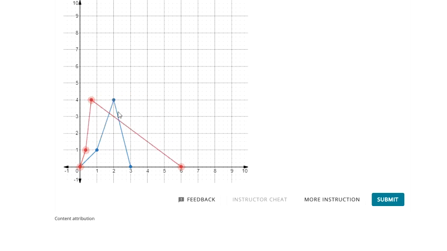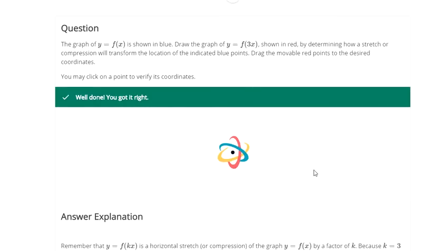The y-coordinates still stay the same. And then from 2 to 3, that's another third, so that puts us at a whole 1. We're back down to 0.